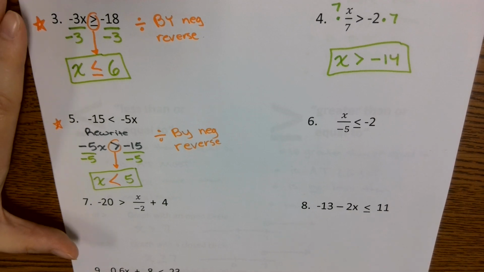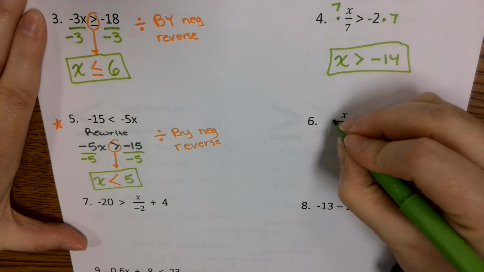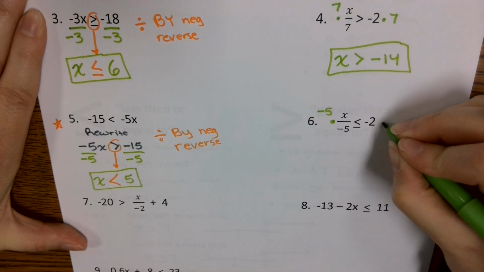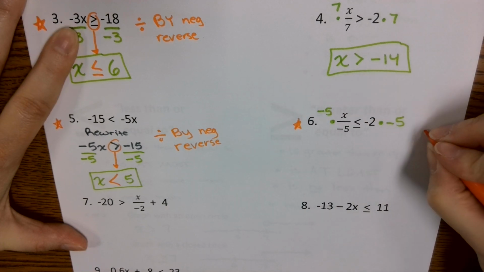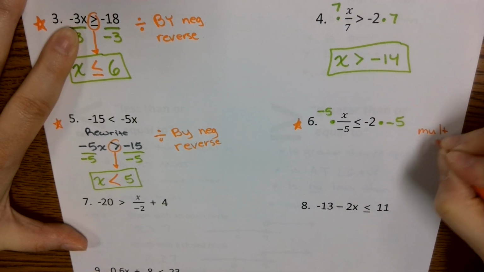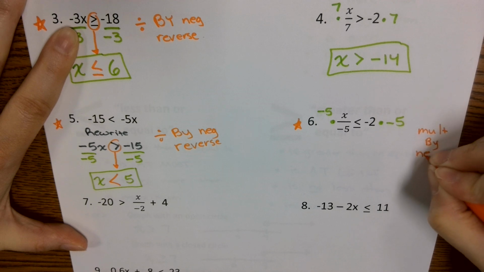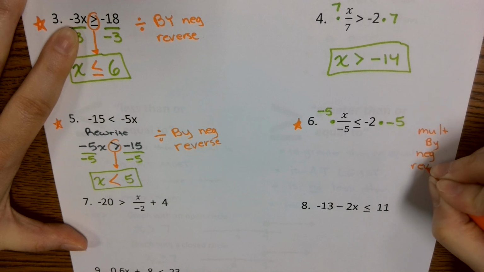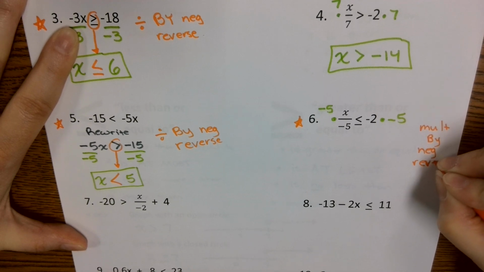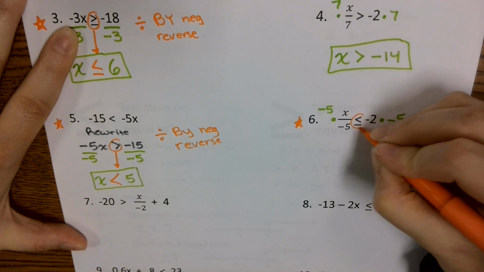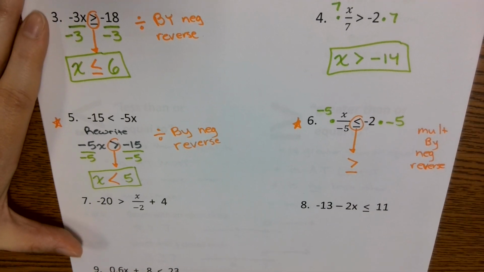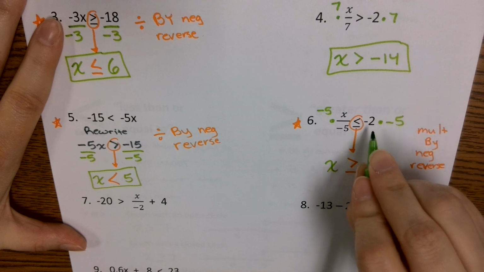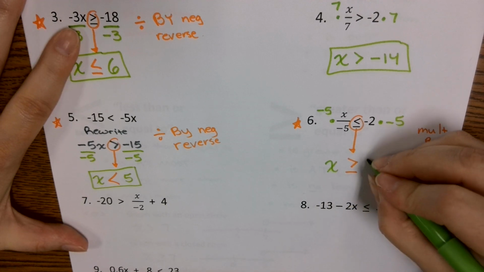For problem number 6, I would be multiplying both sides by a negative 5. Because of the fact that I am multiplying by a negative, that means, again, I'm going to go ahead and reverse my statement. So this inequality is now going to become greater than or equal to. X would be isolated, and negative 2 times negative 5 becomes a positive 10.